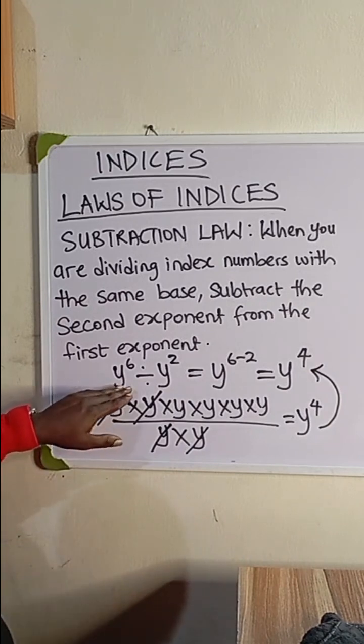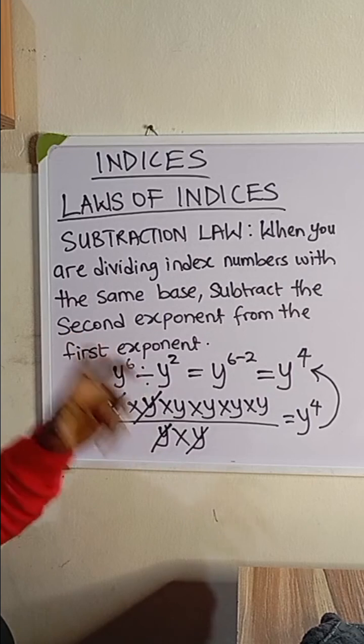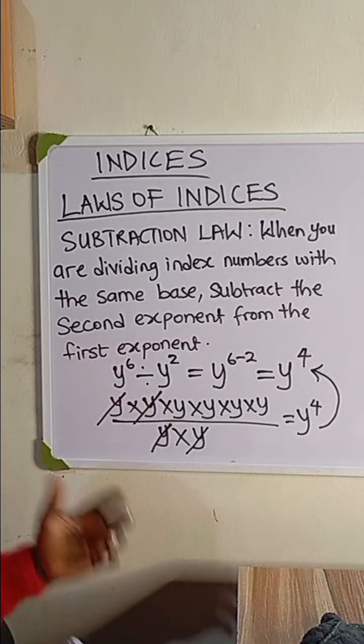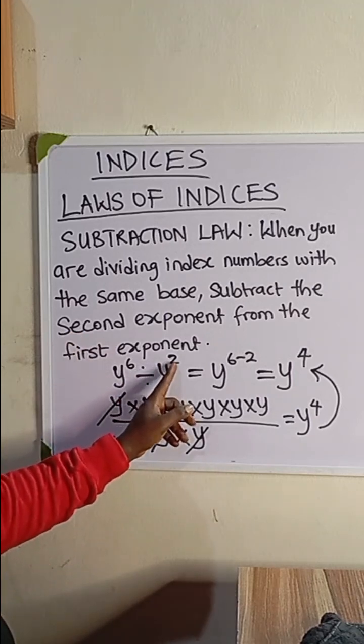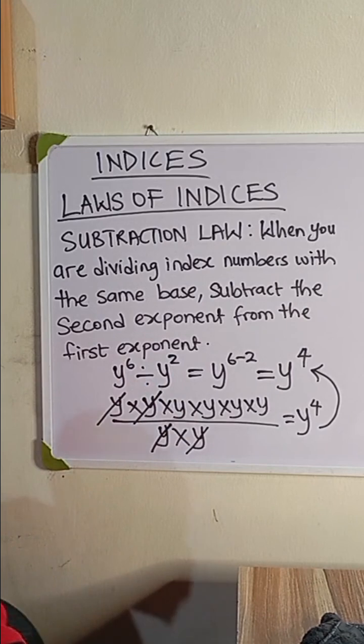Whenever you have two index numbers with the same base, one dividing the other, all you need to do is subtract the second exponent from the first exponent. Okay, let's look at other examples.